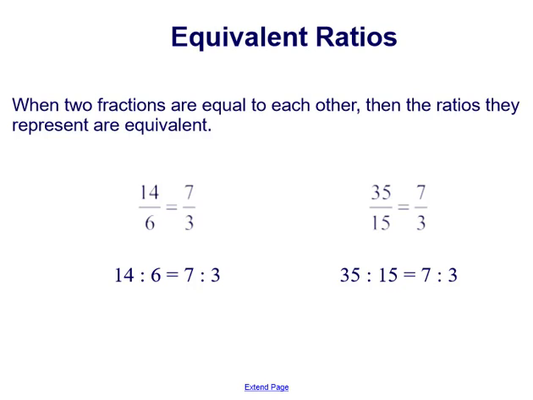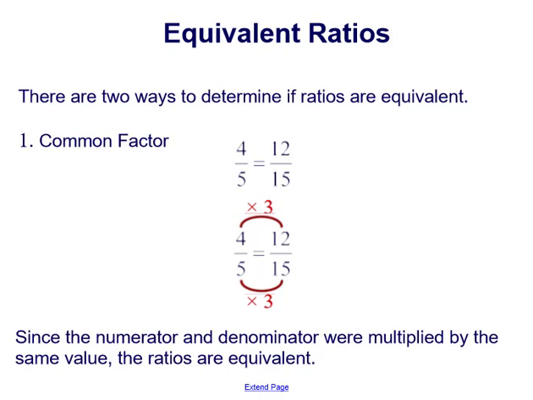When two fractions are equal to each other, then the ratios they represent are equivalent as well. So even if we wrote them as the fractions 14 over 6 and 7 over 3, even if we wrote it with a colon, no matter how you write the ratio, they're going to be equivalent.